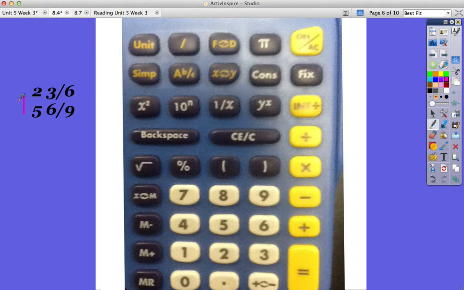Now you're going to first see me, and I apologize that the video is crooked, so that's why I'm explaining it here. The first thing I'm going to do is hit the 2 button, then the unit button, because that's going to tell me that that 2 is a whole number. After I hit the unit, I'm going to press 3, and this division bar, which tells us it's a fraction, 6. Then I'm going to add 5, making it a whole number by hitting this unit, 6, division bar, 9, and then I'm going to hit equals.